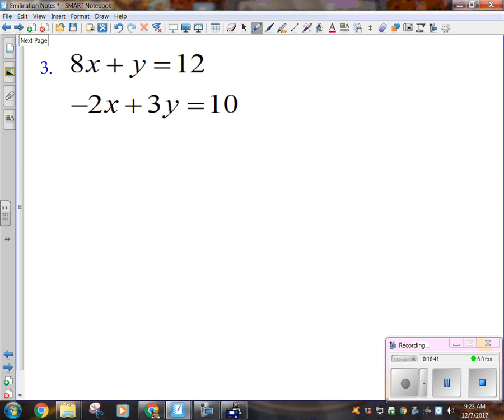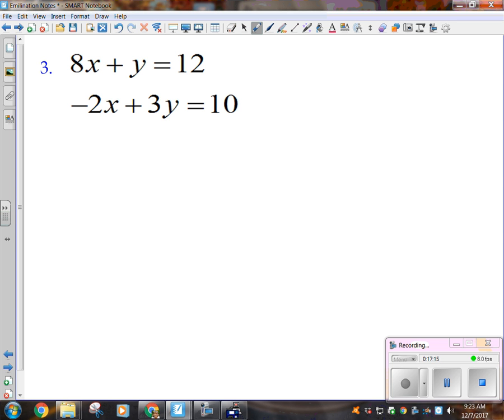Number 3. Let's do number 3. Are they lined up? They're lined up. X's, Y's, numbers. Okay? This time, do I have a positive and a negative of the same number? That's an 8, and that's negative 2. That's a 1, and that's a 3. I do not have a positive and negative of the same number. They are lined up, though.